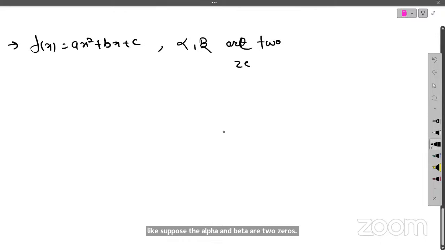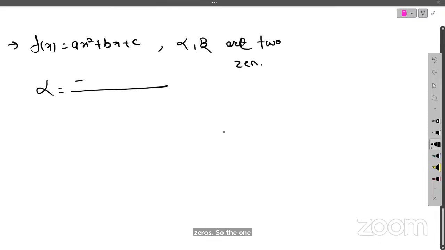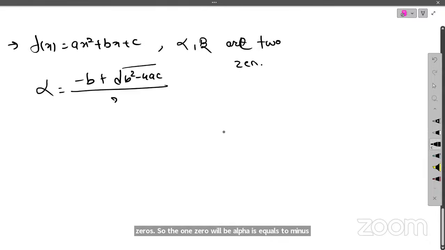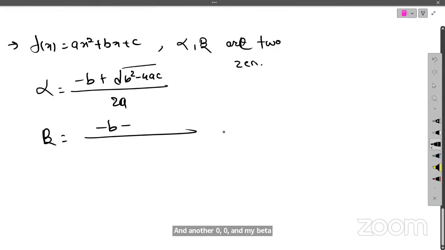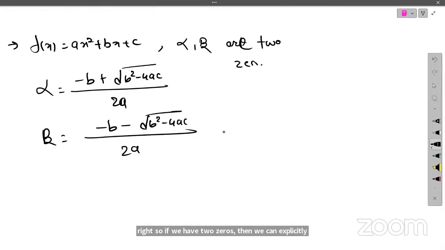One zero will be alpha equals minus b plus under the root of b square minus 4ac, by 2a. And the other zero is given by beta equals minus b minus under the root of b square minus 4ac, by 2a. This is also known as the Sridharacharya formula. So we can explicitly compute the two zeros of any quadratic function.